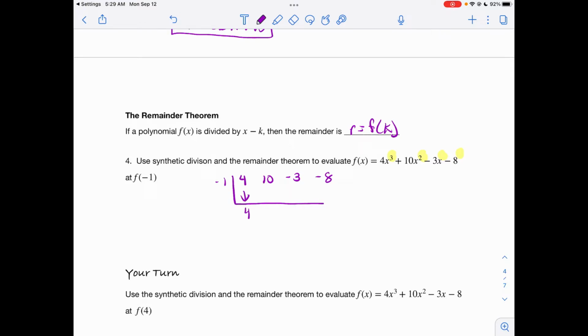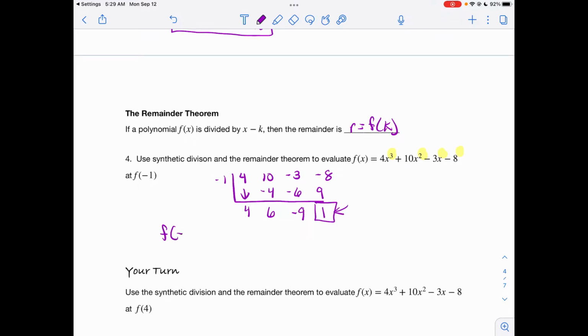Drop the 4 down, negative 1 times 4 is negative 4. Adding that to 10 is 6. Negative 1 times 6 is negative 6. Add that together equals negative 9. Negative 1 times negative 9 is 9. Negative 8 plus 9 is 1. So this is my remainder. So the remainder also gives me my function value. So therefore, f of negative 1 is 1.